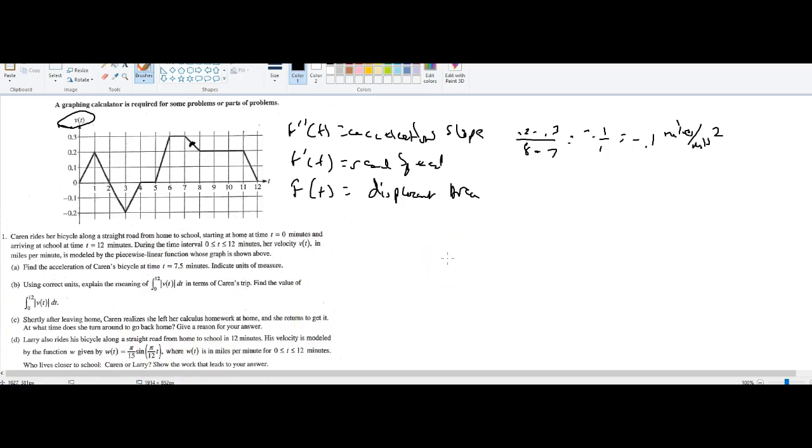Let's do B now. All right, B says, using correct units, explain the meaning of the integral of the absolute value of the velocity in terms of Karen's trip. Find the value of that. Now, here's the part that's interesting. It says absolute value. Why? Well, because Karen, for a little while, does something strange. If you think about her trip, she starts bicycling one way for a while, covers some distance, then for some reason slows down to a stop, right? Then she starts bicycling the other way until she gets back to where she started.